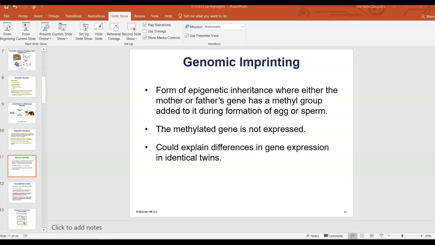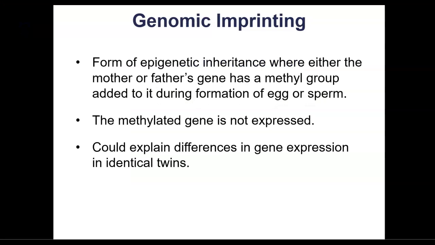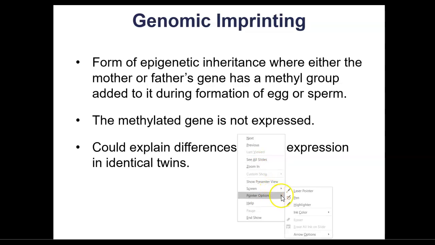This is part 2 of the Chapter 13 lecture notes. We left off with slide number 11 on genomic imprinting, which is a form of epigenetic inheritance.